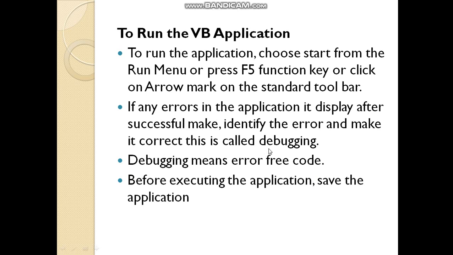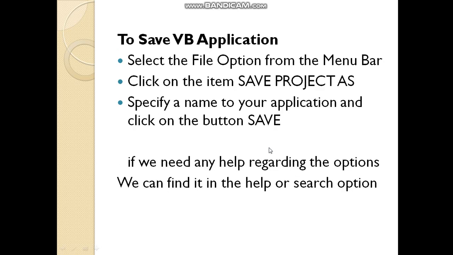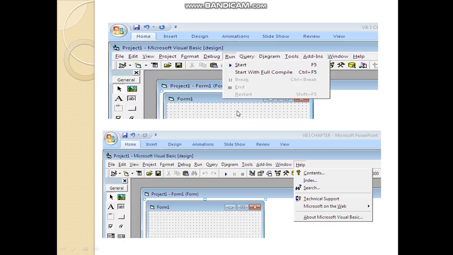Before executing the application, we need to save the application. Right? So how to save a VB application? Select the file menu from the menu bar. Click on the item save project as, specify a name for your application and click on the save button. So with the help of this file, save project option, we save the application in Visual Basic.